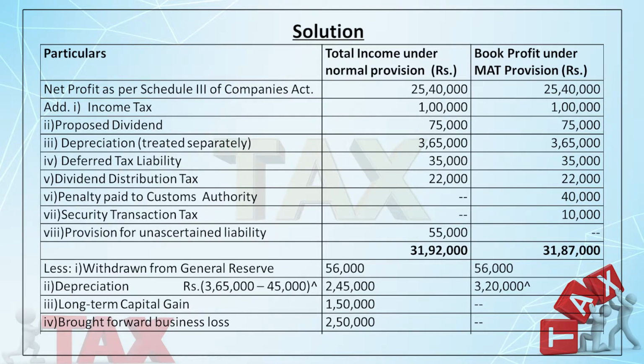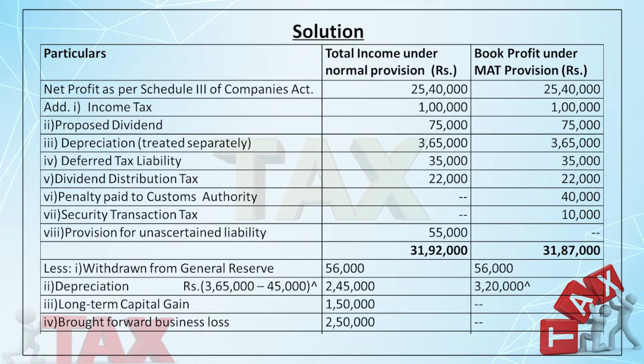So, the starting point is the net profit, that is 25,40,000. Then income tax, proposed dividend, and depreciation will be treated separately. Deferred tax liability will be added, dividend distribution tax would also be added, then penalty paid to customs authority. Mind it, in case of computation of total income, we did not consider it, because it is a normal expenditure for computation of total income as per normal provision, but in case of book profit, it would be added back.